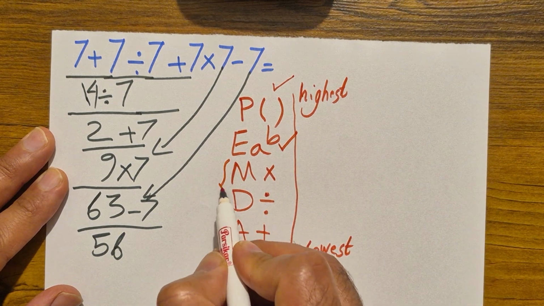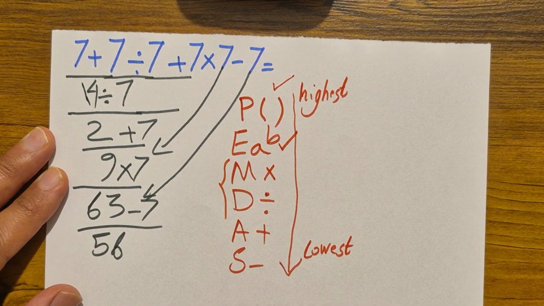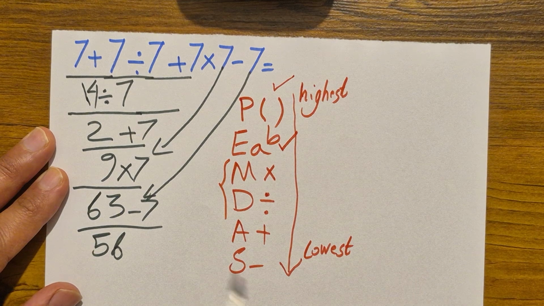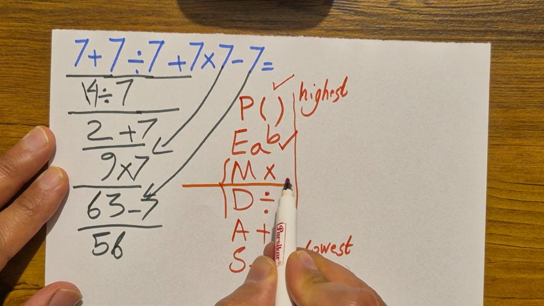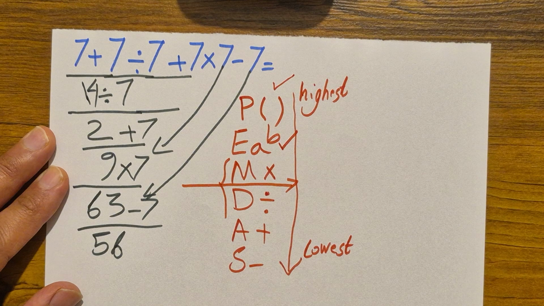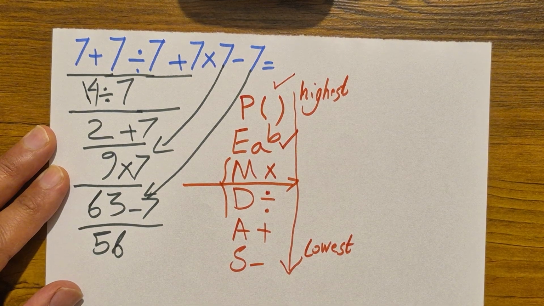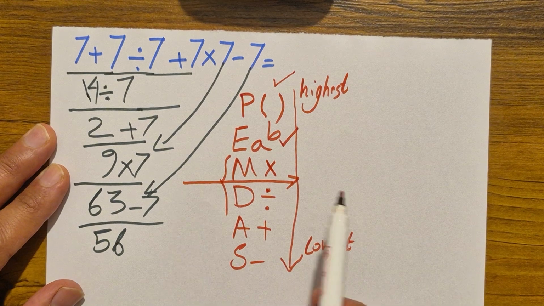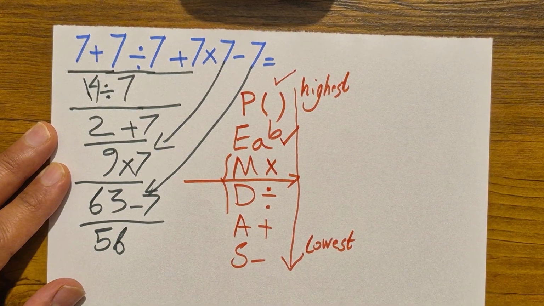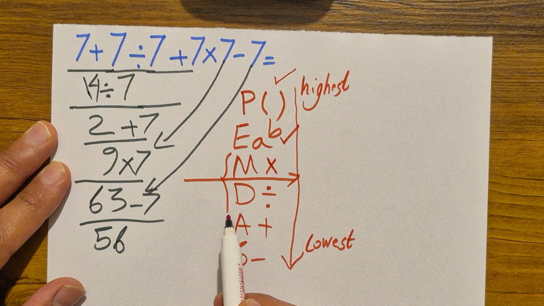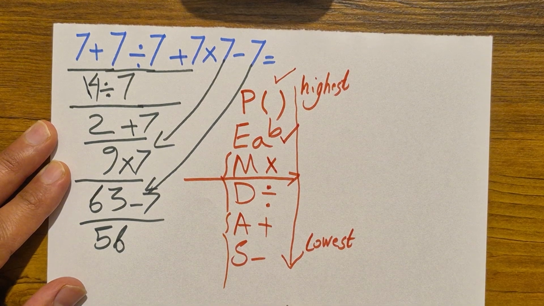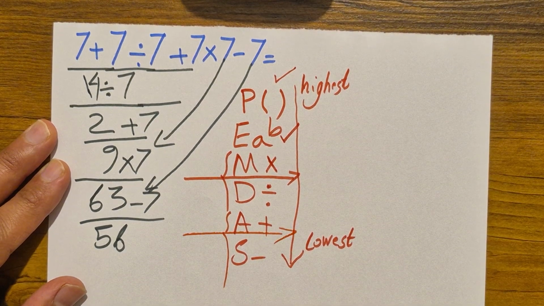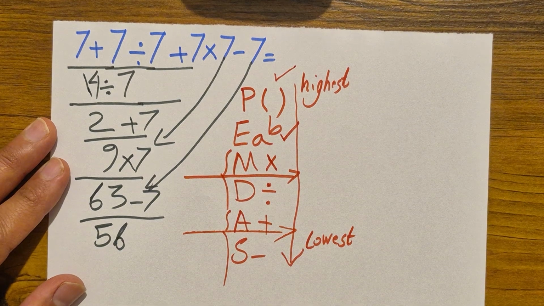The next time, you should go for multiplication and division, whichever comes first. So multiplication and division have the same precedence. Pay attention, the same precedence, the same priority. So go from left to right. First come, first served type of rule for those. And again, the same rule applies to addition and subtraction. Go from left to right.